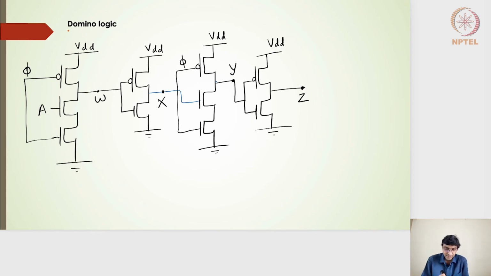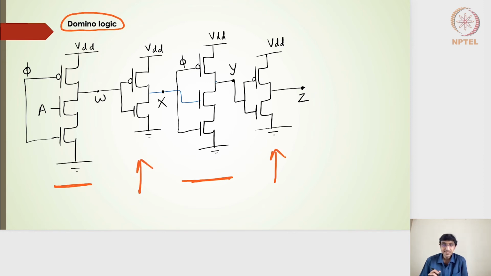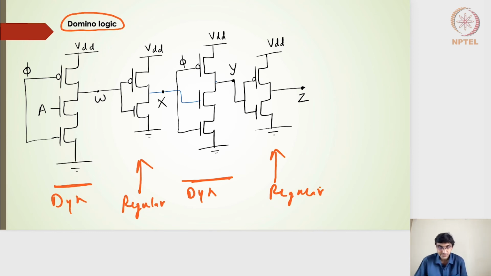So that's why another family of circuits has been devised, called dynamic domino logic. Domino logic is a kind of mixed bag of both. This is my dynamic circuit family, and in between there is the regular CMOS family structure. So it is basically a mix of both, and that is how domino logic is formed.